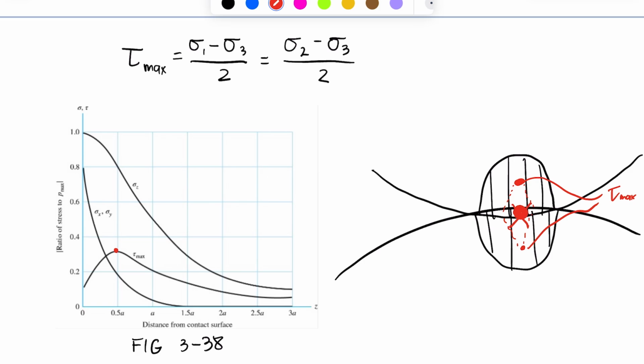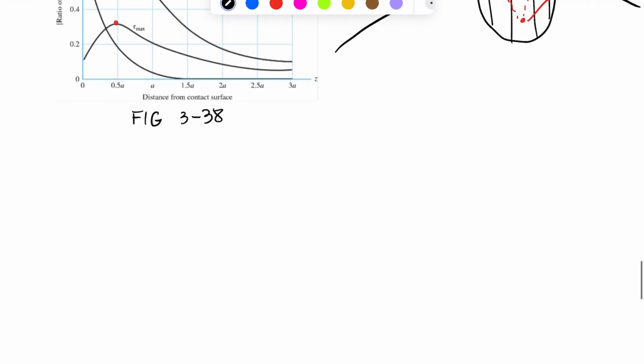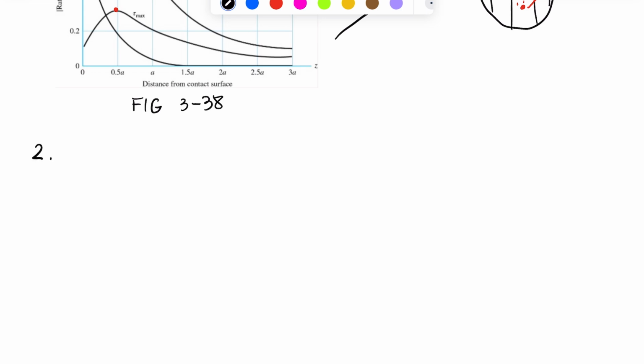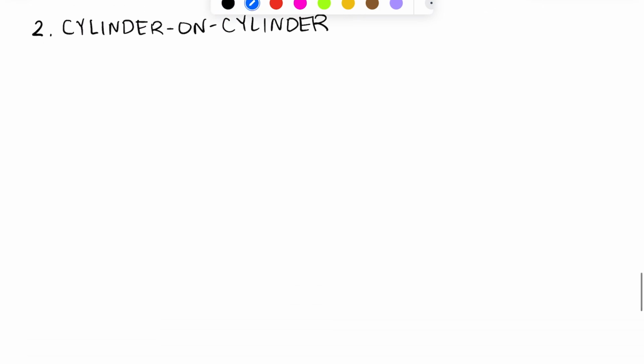And now let's talk about the cylinder-on-cylinder model, and then we'll talk a little bit more about surface fatigue in a second. So the other model, Hertzian contact, that we're going to use is cylinder on cylinder. So give me a minute. I'm going to set this one up.